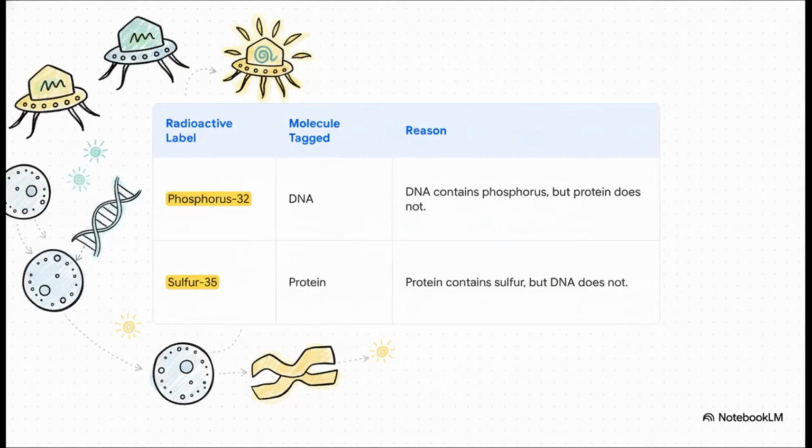Still, some in the science world were skeptical. They needed one last final nail-in-the-coffin piece of evidence. And that came in 1952 from Alfred Hershey and Martha Chase. They were working with viruses that infect bacteria, and their idea was pure genius. They used radioactive tags to label either the protein coat of the virus or its DNA core. Since DNA has phosphorus but not sulfur, and protein has sulfur but not phosphorus, they could track each one separately.